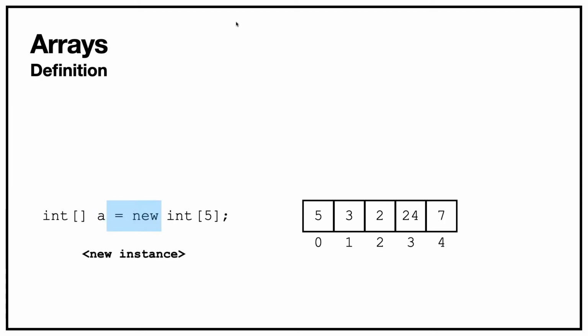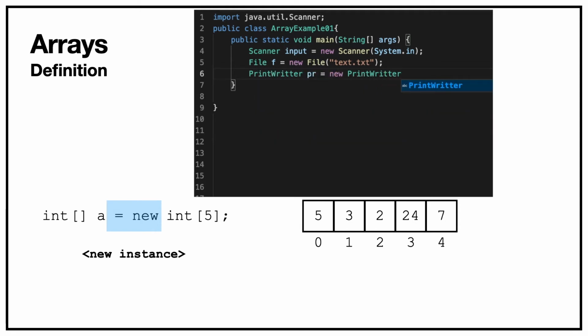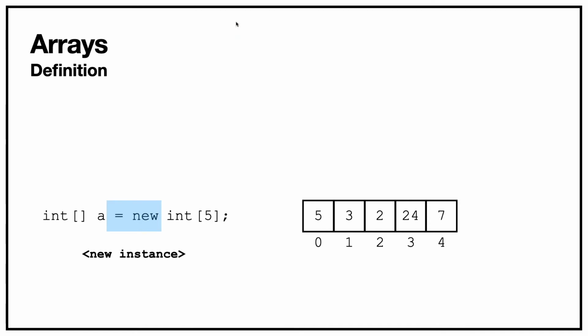The equals new, it's how you create a new object, a new instance of the array in Java. Nothing new here. Remember how we create a new scanner, or when you create a new file or a print writer, something like that. This is the way we basically create a new instance, a new object. And we're going to talk about it in more detail later on when we deal with objects.